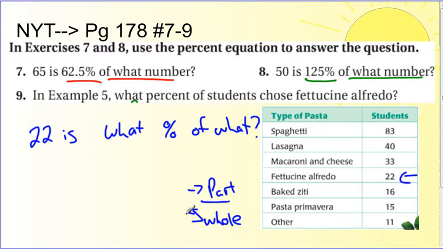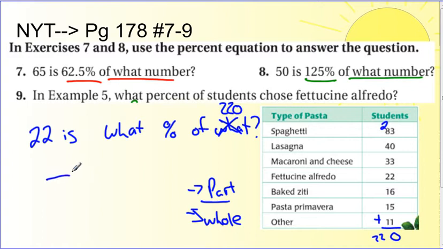Now, to do our proportion, we have 2 things here we don't know. We don't know the percent and we don't know the total. But we can find the total. We can add these numbers together. So let's do that. There's a total of 220 students. So 22 is what percent of 220?